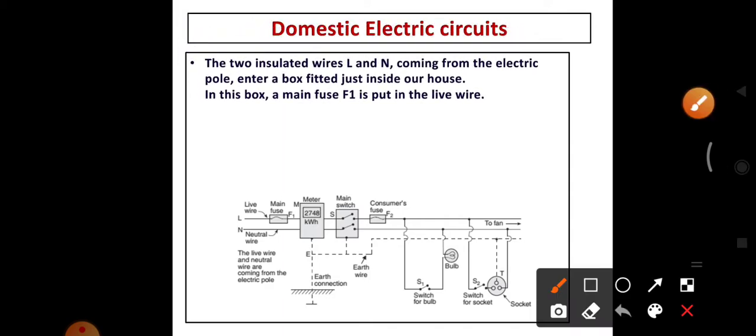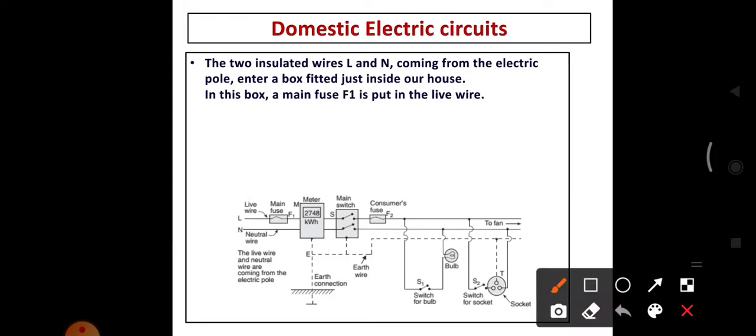You know that from the electric pole we are getting two insulated wires, L and N. L means live wire and N means neutral wire. They come from the electric pole and enter a box fixed just inside our house. In this box, a main fuse F1 is put in the live wire.